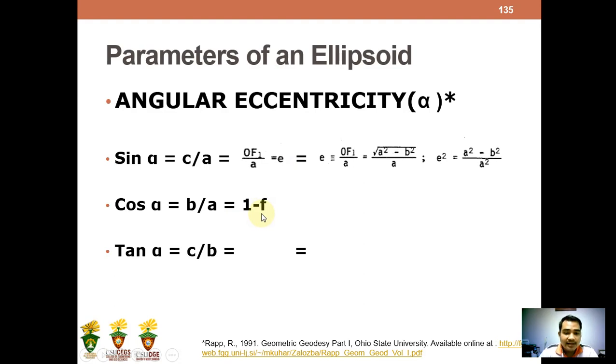And we have also the last one, angular eccentricity with respect to the tangent, which is opposite over adjacent. The opposite is c, and the adjacent is b. So that is also equal to the second eccentricity. Again, the angular eccentricity with respect to tangent is equal to the second eccentricity, which is the square root of a squared minus b squared over b.